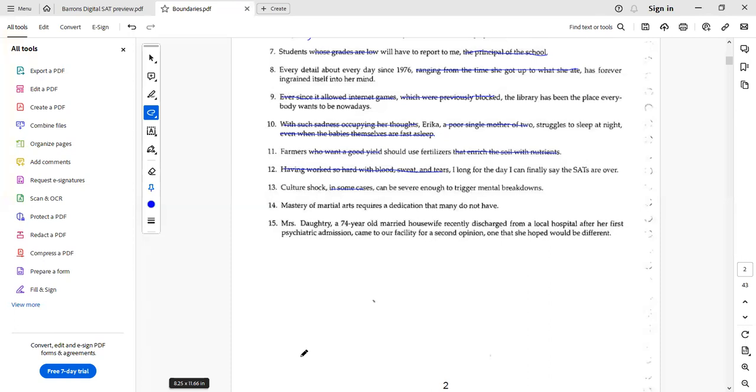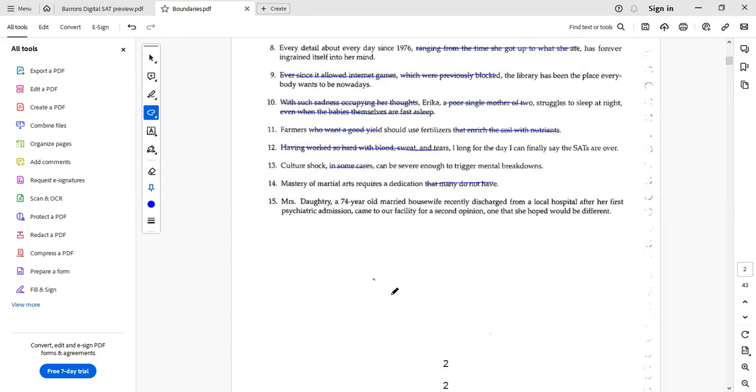That many do not have. Excellent. Relative clause. Don't forget that "that" will not be preceded by a comma, even if it's not required. Masters of martial arts require dedication. Perfect. Okay. Now for math. From a 70-year-old to admission. Yes. All of this is positive.